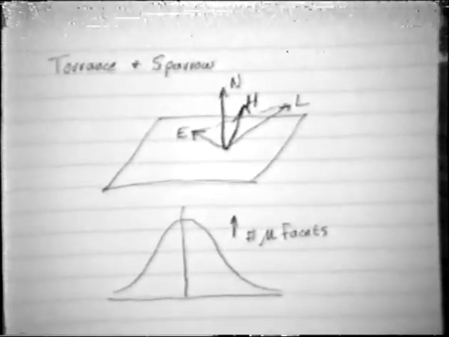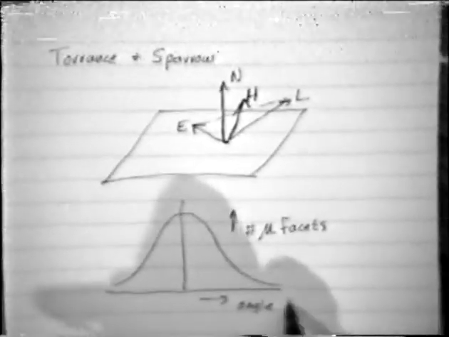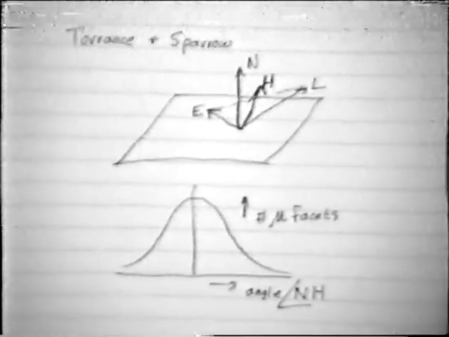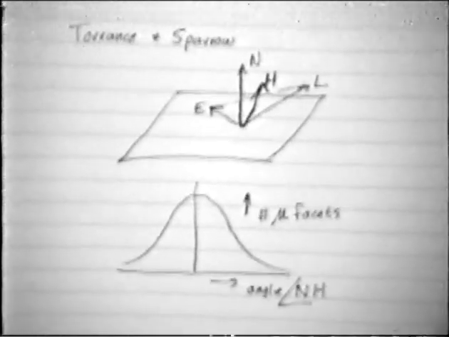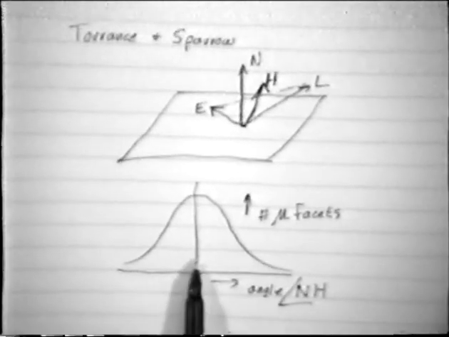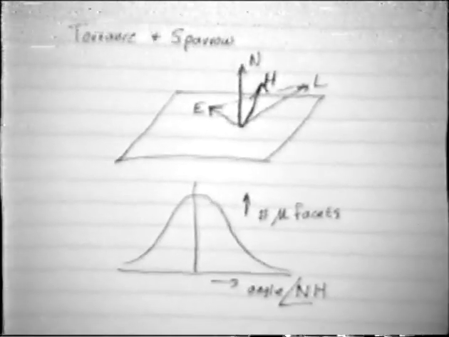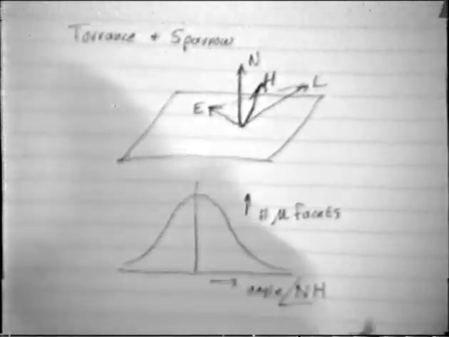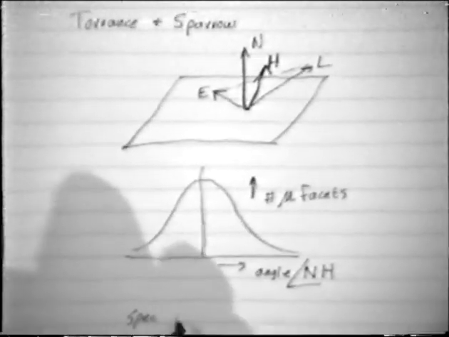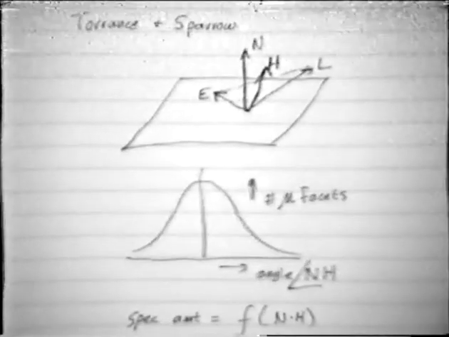And so there's kind of a distribution here, a number of little microfacets, shall we say, as a function of the angle between n and h in this case, or n in whatever direction that we're measuring. Most of them are really parallel to n. And as you look for little microfacets that are farther and farther away from pointing in the direction of n, you get less and less of them. So in this case, we have the specular amount is some function of n dot h here.